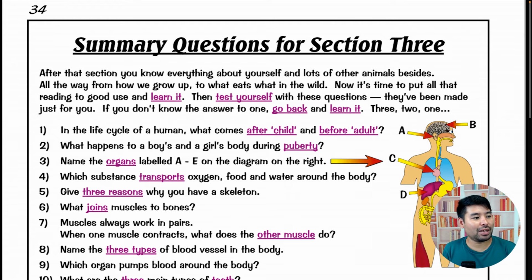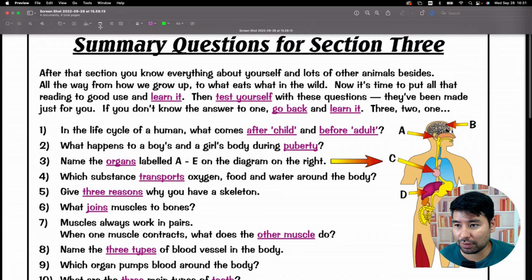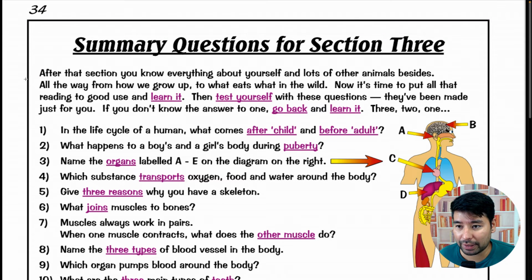Okay, so I'm gonna explain a little bit about what is that. Eu vou explicar um pouquinho o que eu acabei de ler, que foi, né, essa primeira parte aqui, ok? Ok, aqui, ó. Então, depois dessa sessão, né, teoricamente, nós sabemos tudo, né, sobre nós mesmos e um pouquinho mais também sobre os outros animais, né?